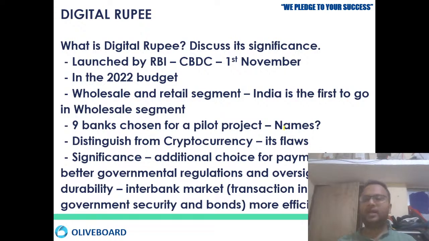सिग्निफिकेंस क्या है? It is definitely providing additional choice for payments. साथ ही साथ सारे जो बेनिफिट्स हैं जो क्रिप्टोकरेंसी के, उसके साथ साथ गवर्नमेंट रेगुलेशन भी है, ओवरसाइट भी है, एफिशिएंट ट्रांजैक्शन है, ट्रांजैक्शन कॉस्ट कम होगा. So these are all the benefits of it.